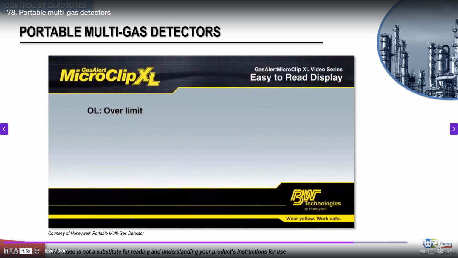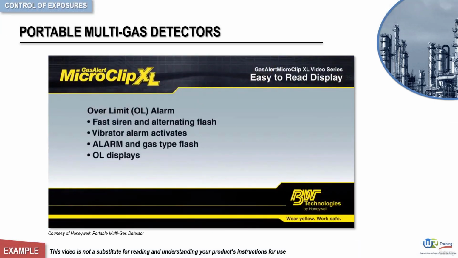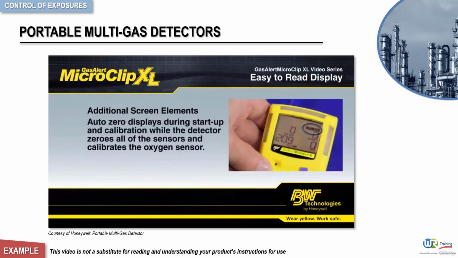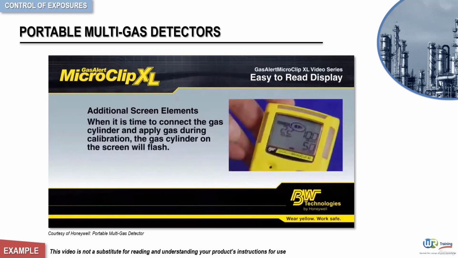The fifth type of alarm is an OL, or over-limit alarm. This means that the level of gas in the environment is beyond what the sensor can measure. OL will flash in place of the reading of that sensor. Always confirm proper sensor function following an OL alarm. Other easy-to-identify icons and prompts you will see on your screen include Auto Zero, the gas cylinder icon, and Auto Start.